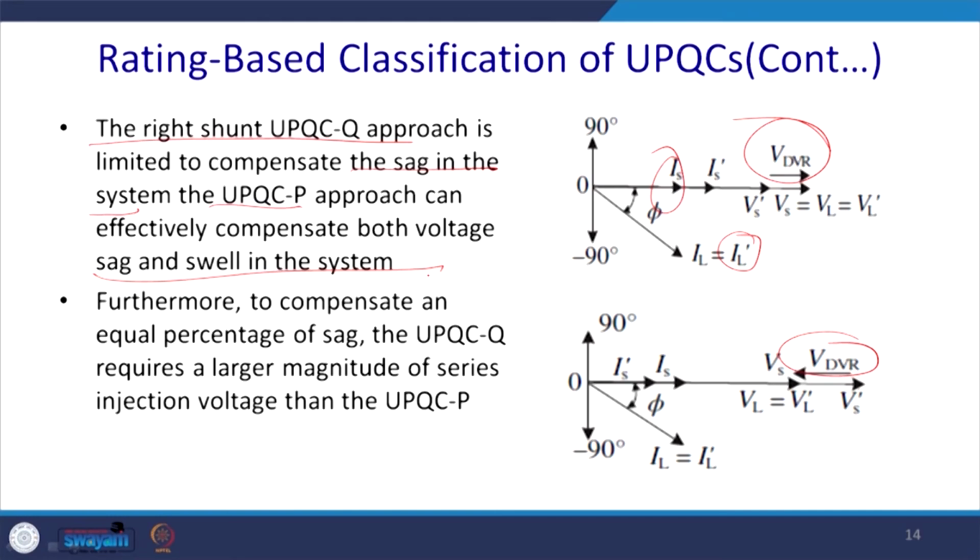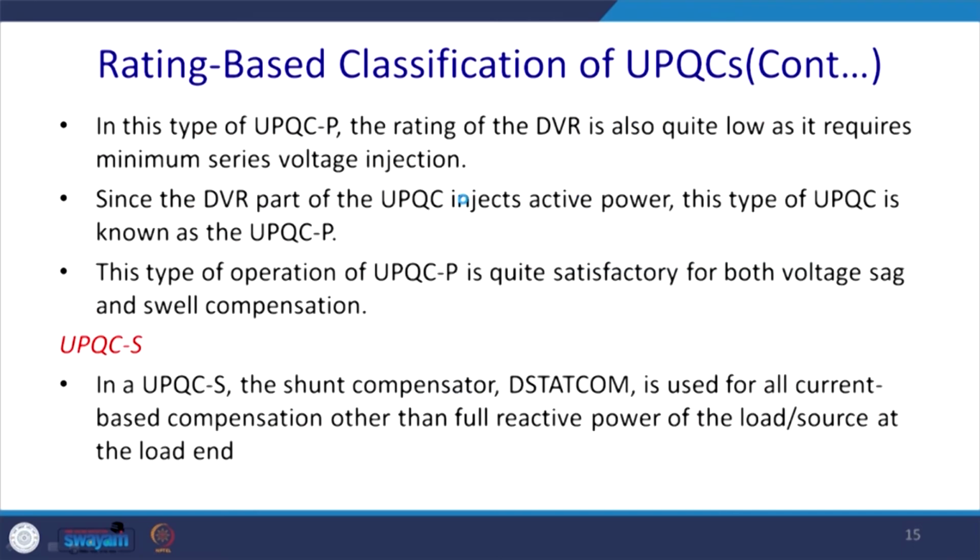Furthermore, to compensate an equal percentage of the sag, the UPQC-Q requires a larger magnitude of the series injection than the UPQC-P, because this is the case. So, this magnitude, and once you have it in phase, this is the magnitude. Of course, this magnitude is better than this magnitude, but the challenge of P is that real power is required to flow from this DSTATCOM in case of the sag compensation, and also the reverse, real power has to go out in case of the swell compensation.